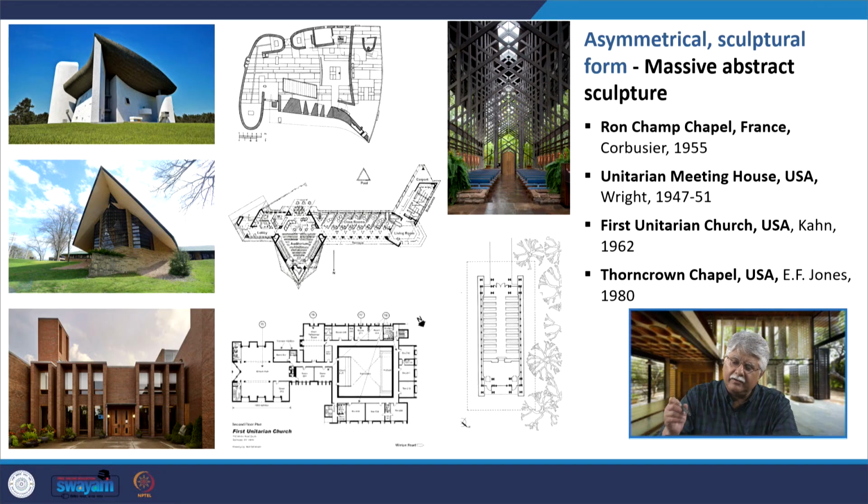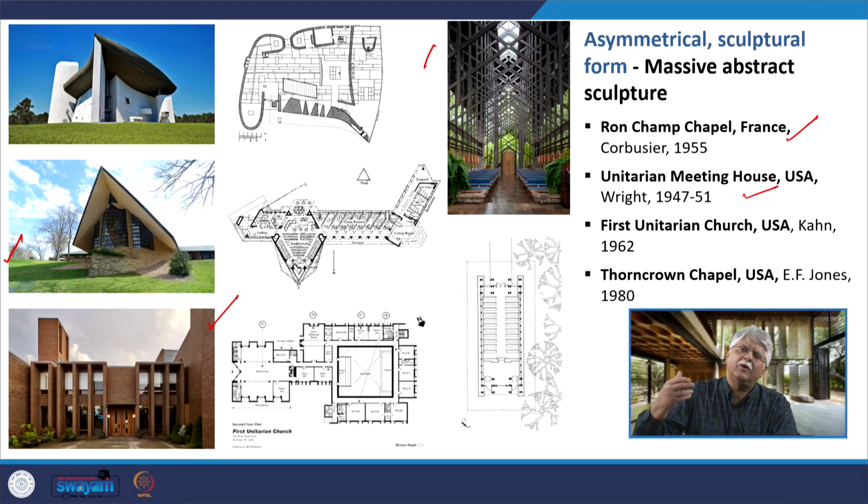Now, this asymmetrical sculptural form, or this massive abstract structure, very interestingly appears in many of these standalone churches made by several architects. The Ronchamp Chapel by Le Corbusier in 1955, then this folded hand shape of the Unitarian Church by Frank Lloyd Wright in 1947 to 51, then the First Unitarian Church in the US by Louis Kahn in 1962, and then we have this amazing Thorn Crown Chapel in the US by E.F. Jones in 1980. So these standalone, small church buildings themselves became expressions of sculpture in architecture, or what you can call sculpturalism.